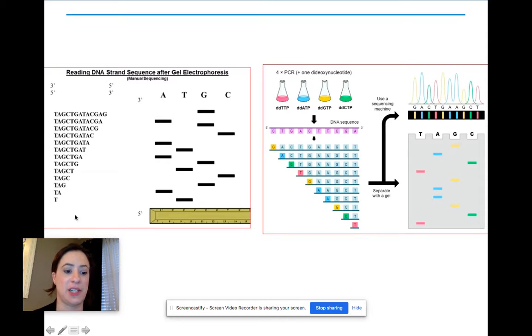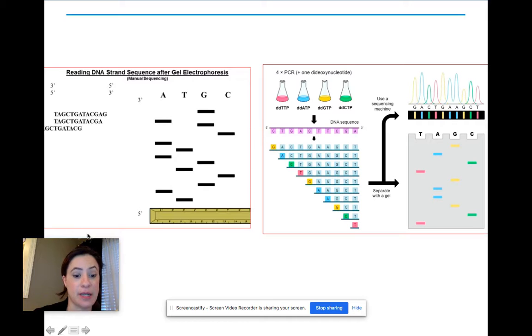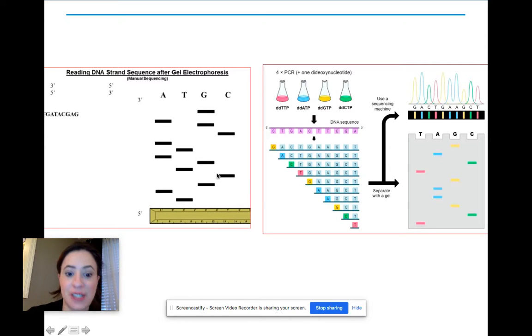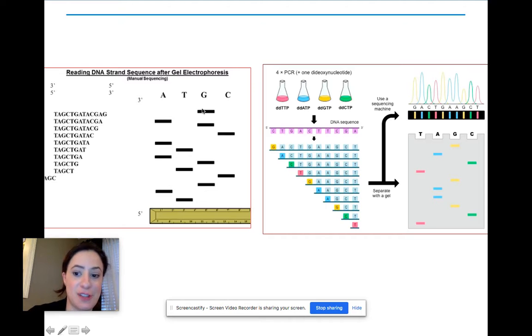So I like this animation here. T, TA, TAG, TAGC, and so on. So all of those fragments, then when we separate it out on this gel, we're able to get the order of the DNA strand. So that means at this end, going to this end, the order is T, A, G, C, T, G, A, T, A, C, G, A, G. And that's how that's done. So by separating it out on the gel, you can then read it.